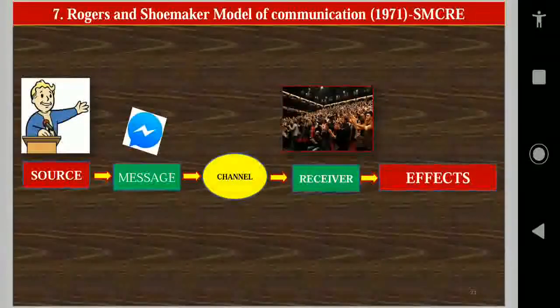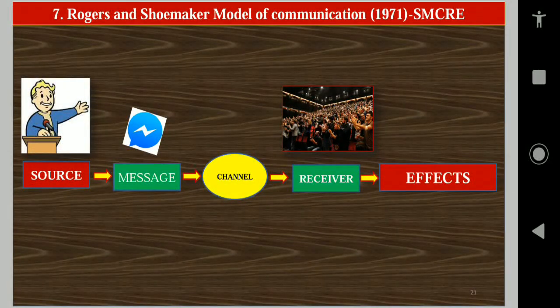Next, come to the last one, the Rogerson-Shoemaker model of communication, developed in 1971, and its short form is the SMCRE model. Here they include five elements: source, message, channel, receiver, and effects. According to them, a source sends a message via a certain channel to the receiving individual, which causes some effects, that is, changing the existing behavior pattern of the receiver.